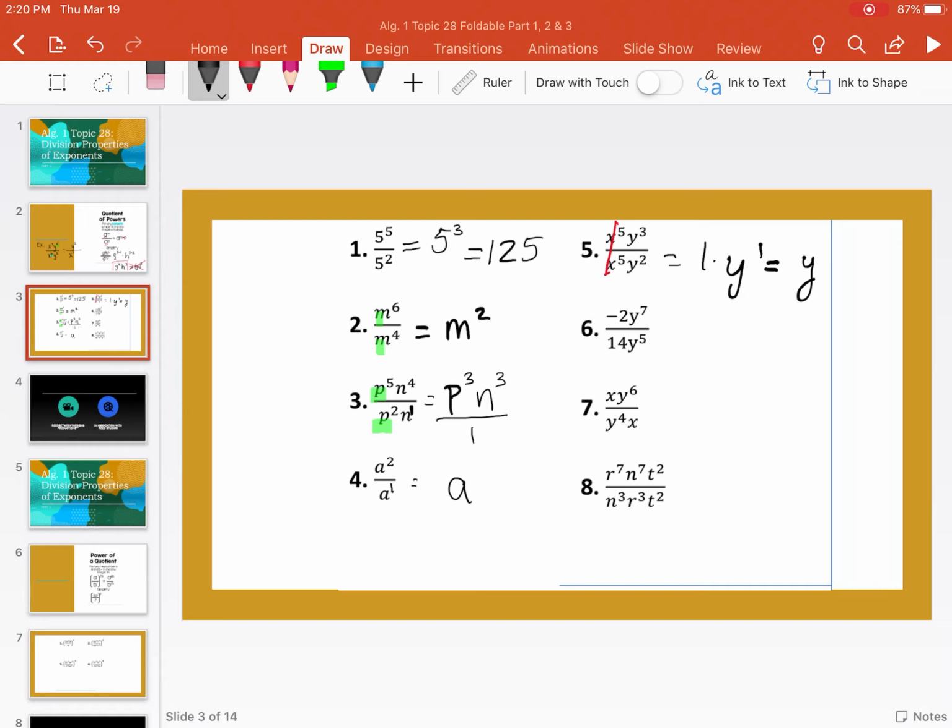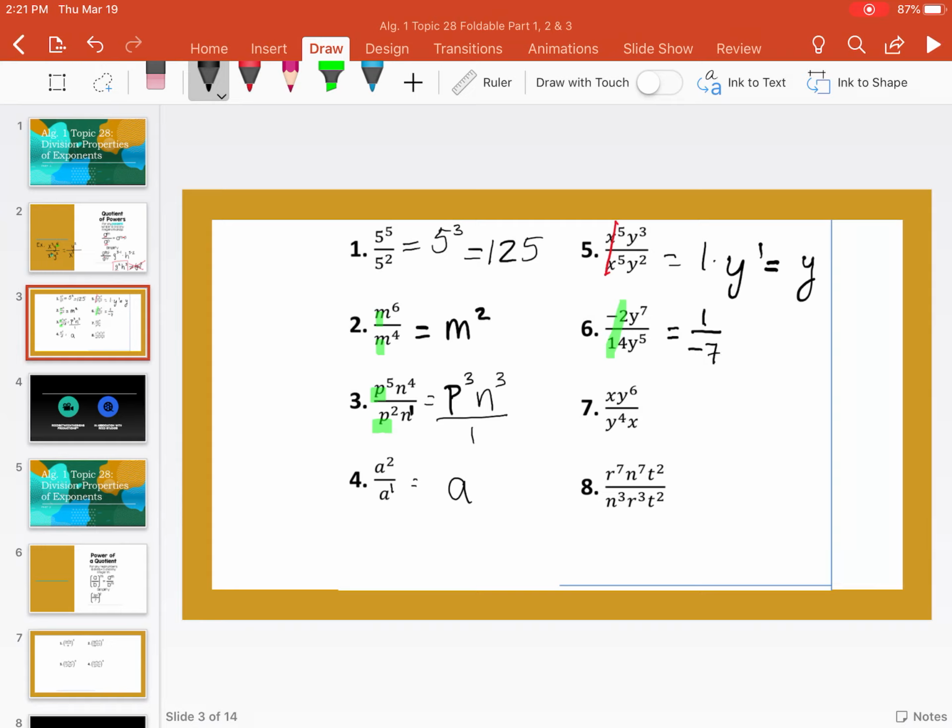Okay, next problem. Sometimes we're going to deal with coefficients. That's okay. Just group them together like we've done before. So if we look at our coefficients, we have negative 2 divided by 14. Now, which number is bigger? 14. So our solution, since 2 does go into 14, is going to be in our denominator. We can divide our top and bottom by negative 2, and we get 1 over, 14 divided by negative 2 is going to be negative 7.